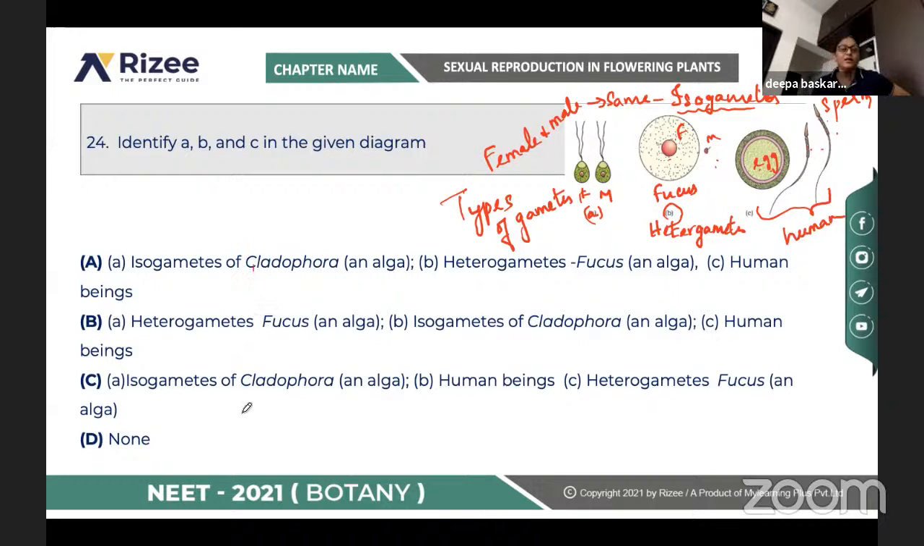Okay, so let us see the options given. Option A is isogametes, example Cladophora. The second one is heterogametes. C is human being. So this is wrong. A, isogametes, it should be. None is also wrong. A is the right answer. So figure A is isogametes, B is heterogametes, and C is the gametes of human beings.